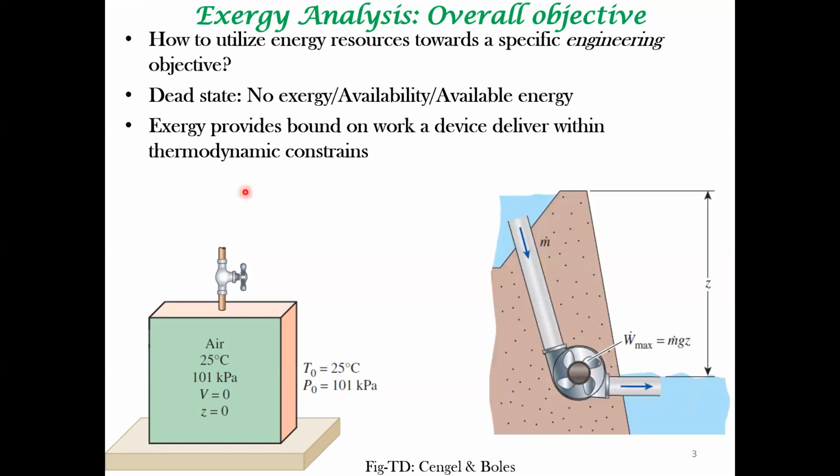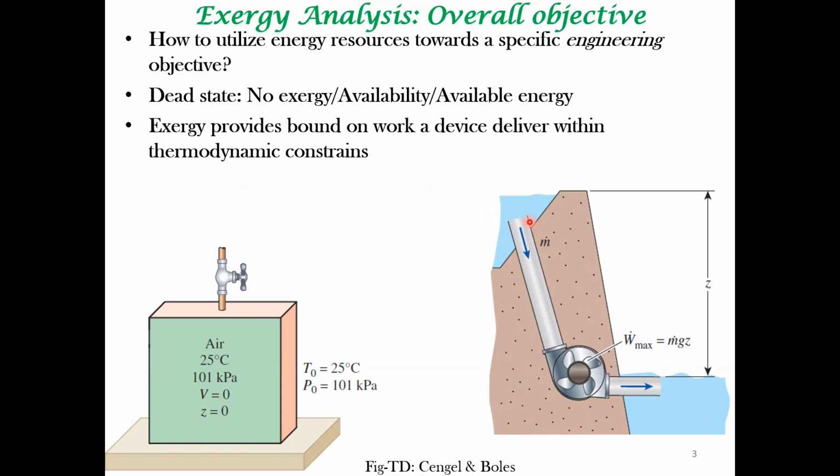For example, let's take the simplest case. Supposing a system has a particular potential energy. For example, here there's water, which is at a certain elevation. When you allow the water to drain through this pipe, this potential energy is converted to kinetic energy that can rotate a shaft and so on. The entire potential energy can be converted to work. So the exergy of this mass of water at a particular elevation is 100%.